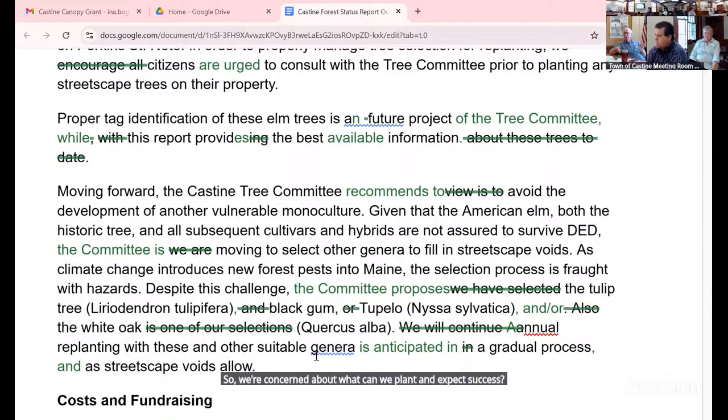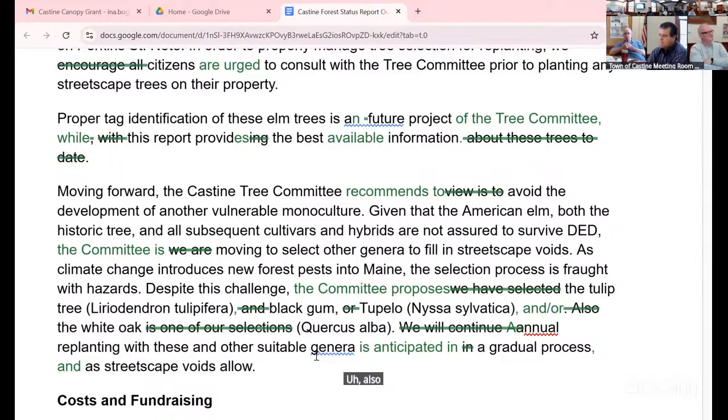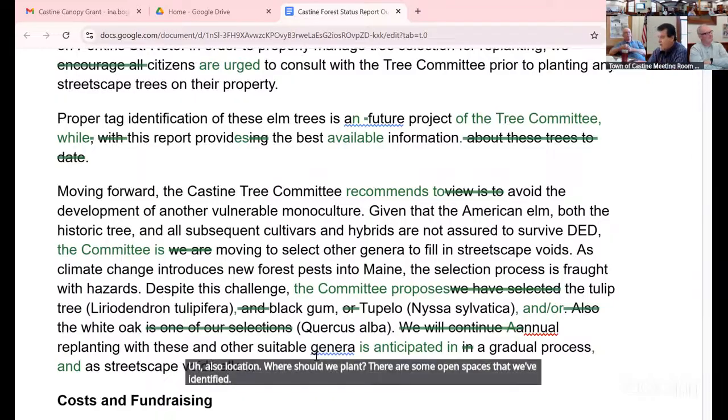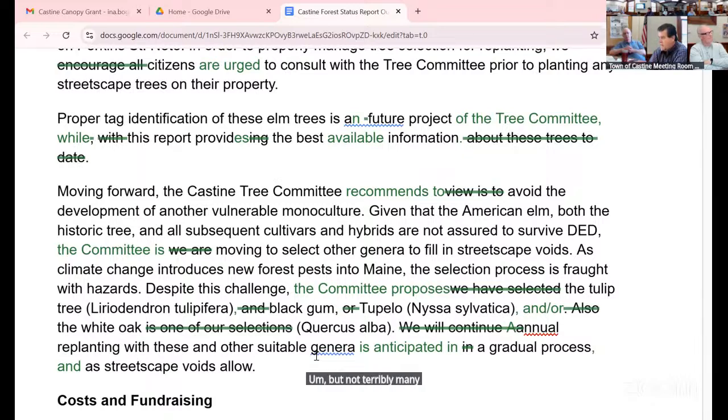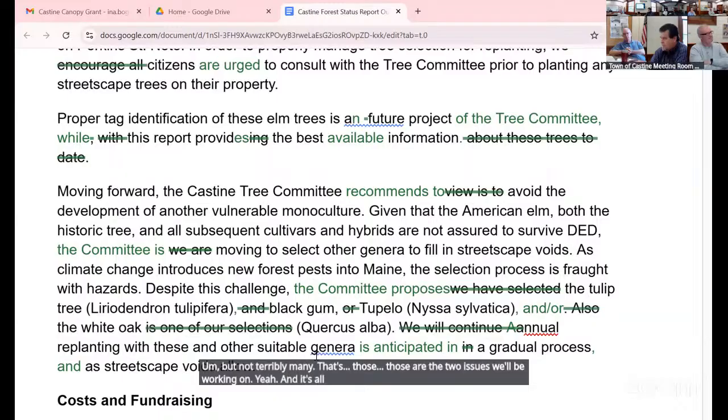Are we throwing our money into a pit and not going to get anything out of it? Also location, where should we plant? There are some open spaces that we've identified, but not terribly many. Those are the two issues we're working on, and it's all streetscape based. So, that's a very helpful summary.